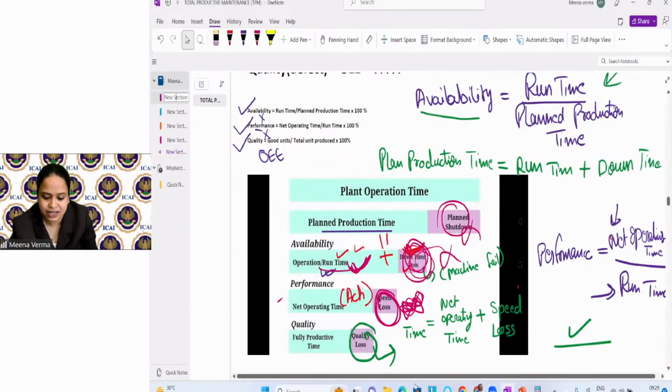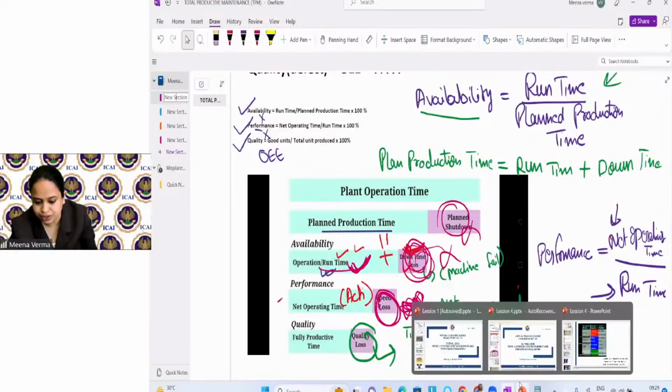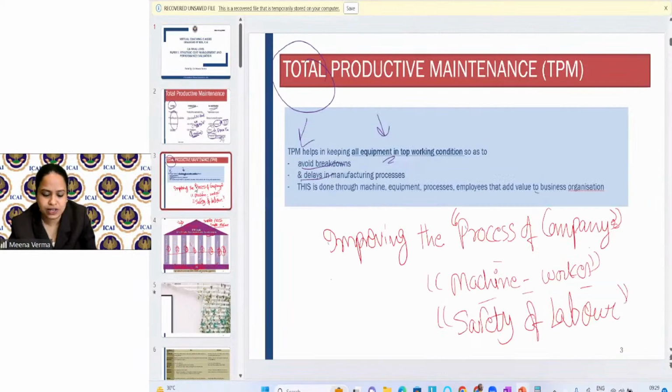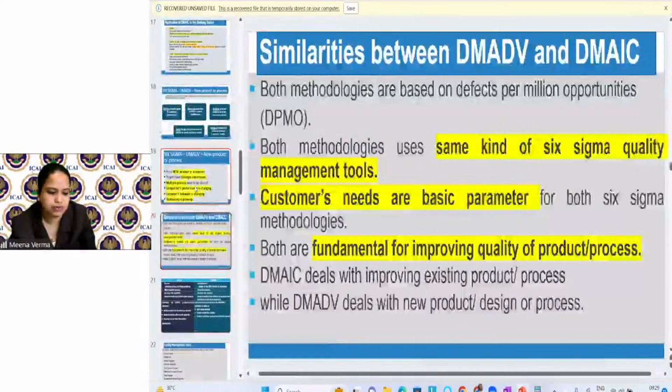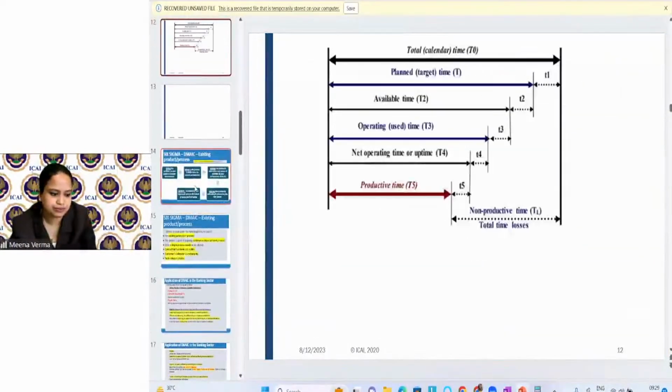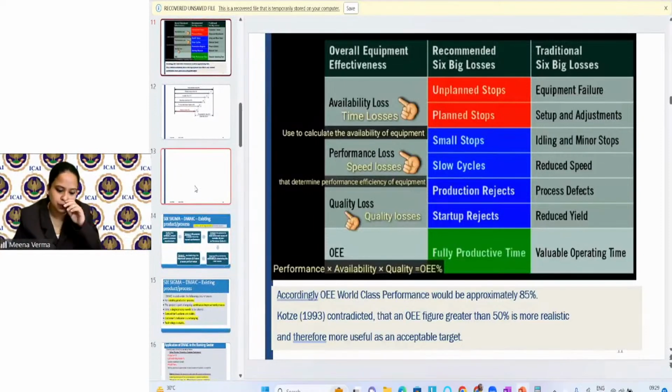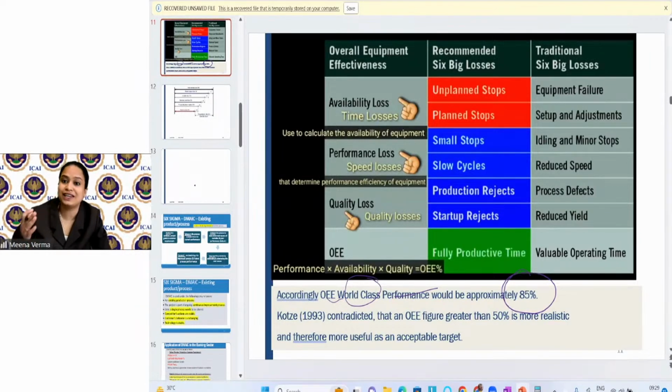So you will see, I have a PPT. Give me 1 minute. You will see there that it will never be 100% for any organization. So according to OEE, world-class performance, the best performing organization can achieve at most 85% of OEE. They cannot achieve more than 85% of OEE. So this is the max OEE that can be achieved.